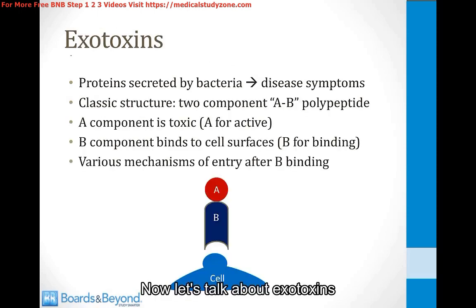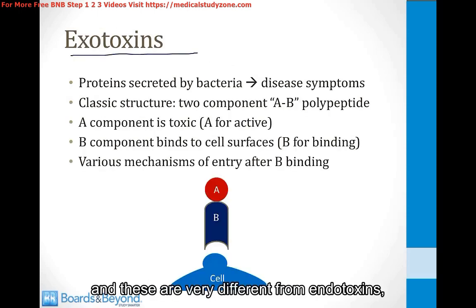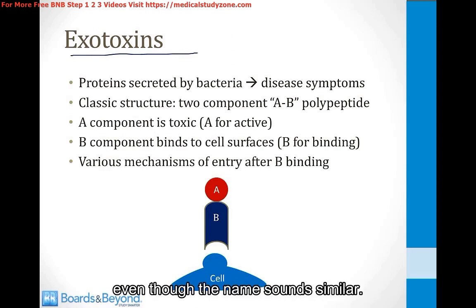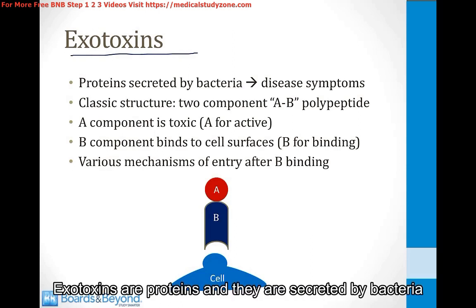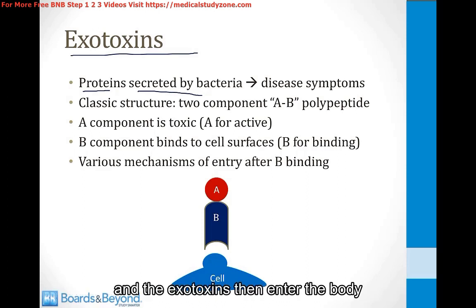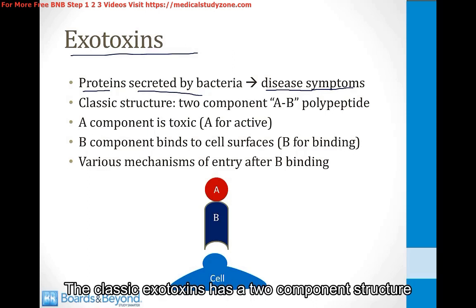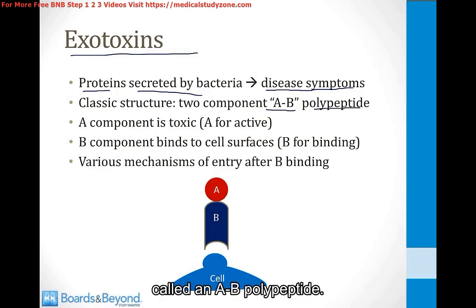Now let's talk about exotoxins, and these are very different from endotoxins, even though the names sound similar. Exotoxins are proteins, and they are secreted by bacteria, and the exotoxins then enter the body and they cause disease symptoms. The classic exotoxin has a two-component structure called an AB polypeptide.